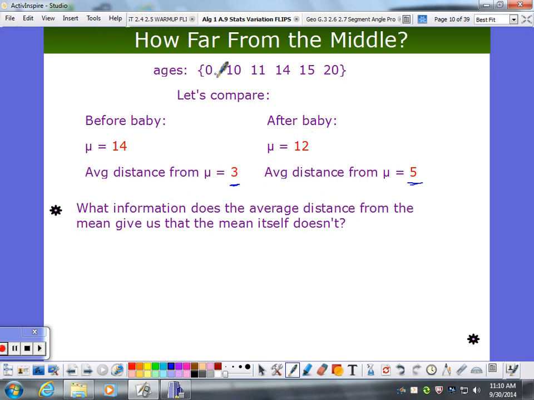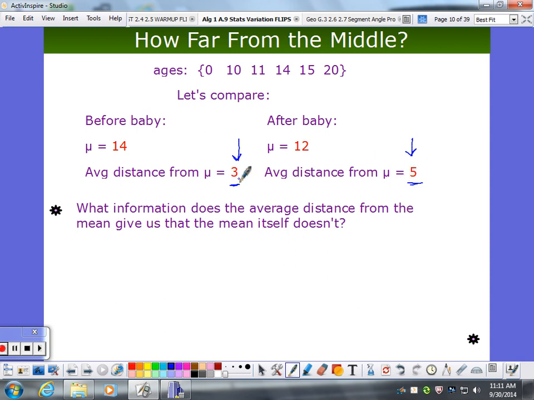Look at this information. Without the 0, let's just get rid of this for a second. Are these numbers kind of close together? Yeah. Now once you put a 0 in there, are they still close together? No. Not as much. So what this number tells us is how close together are the numbers. A smaller number says they are closer together than a larger number.